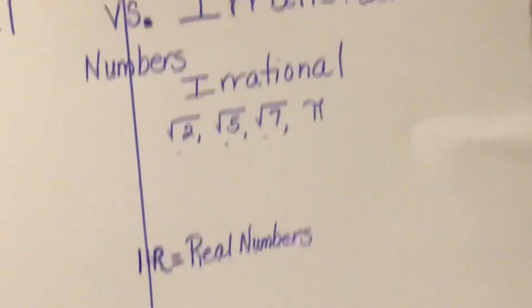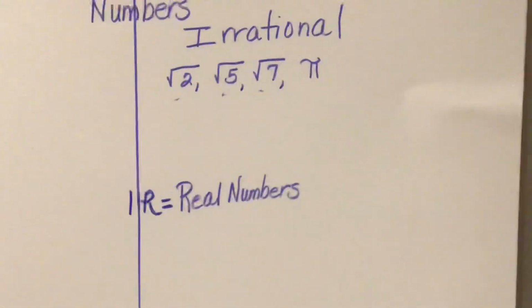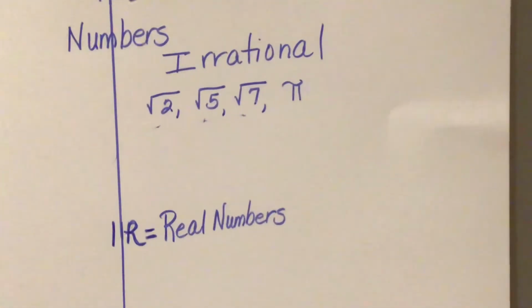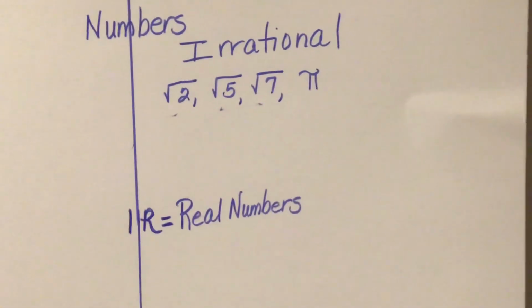But that's when we get into what we call the real number system. It is often denoted by the symbol like an R, with an extra line on the left hand side.